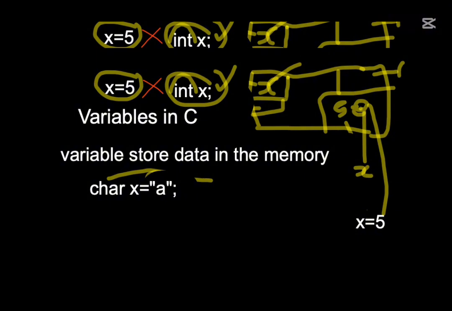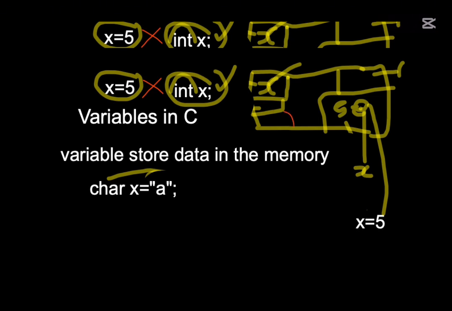So you can't just say char X equals A. It's not correct. C is going to say, what is A? I don't know. You need to tell me that this A is a character, this A is a letter. And that's why you have to put quotation. So this char is correct. Now what you're trying to tell C here is: book a space for me where I can store a character.